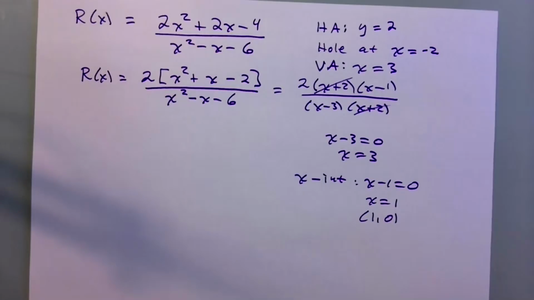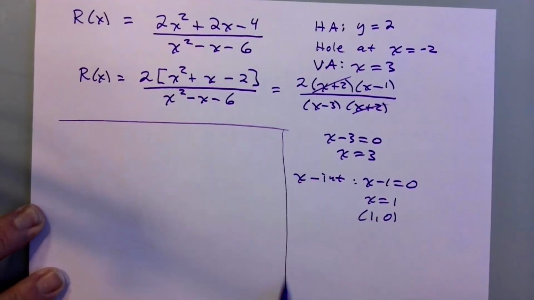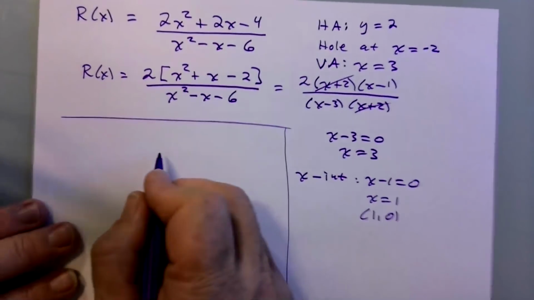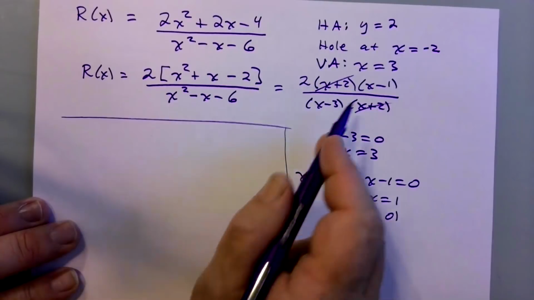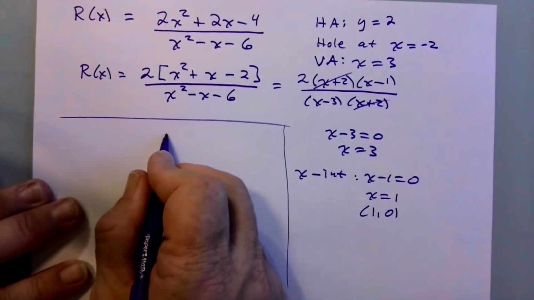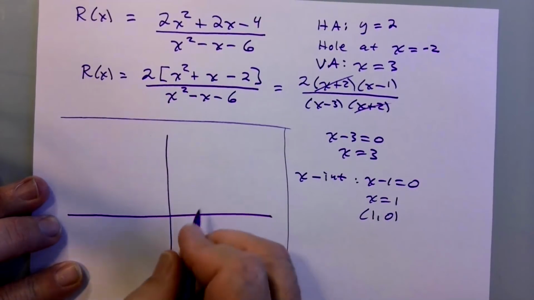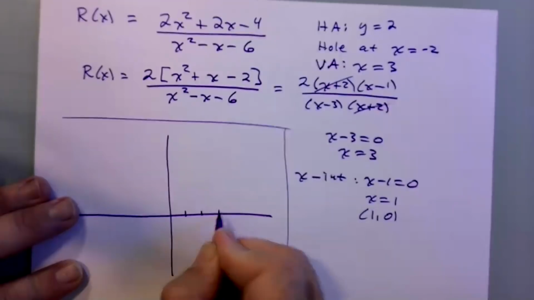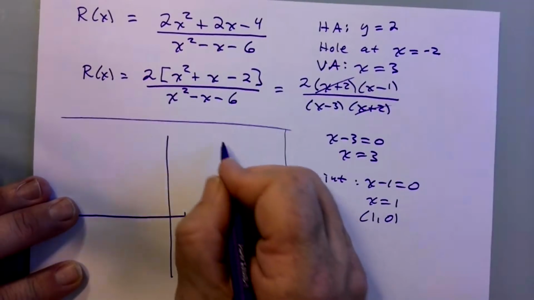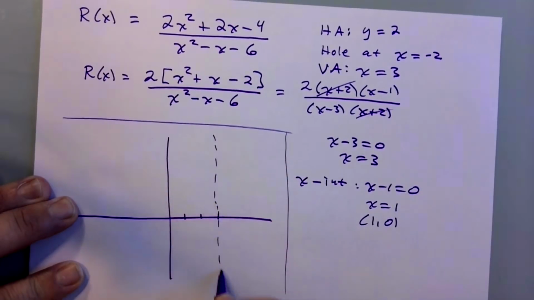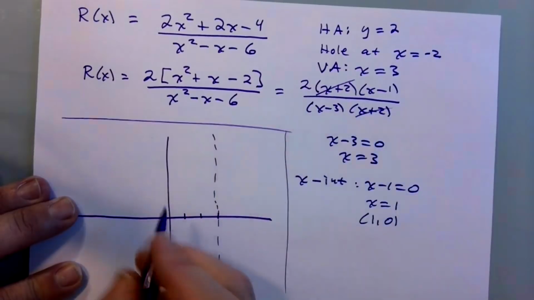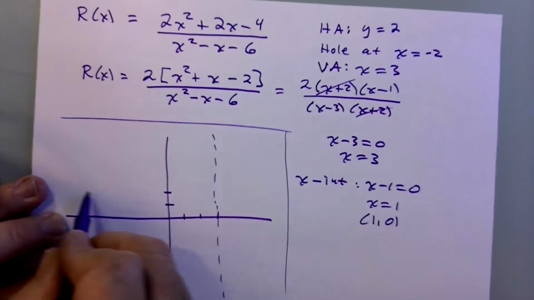So there's a lot of things going on here. Let's see if we can construct a reasonable graph for this. So what do we have? Asymptote at x equals 3, asymptote at y equals 2. Probably a good place to start. Vertical asymptote at x equals 3, horizontal asymptote at y equals 2.